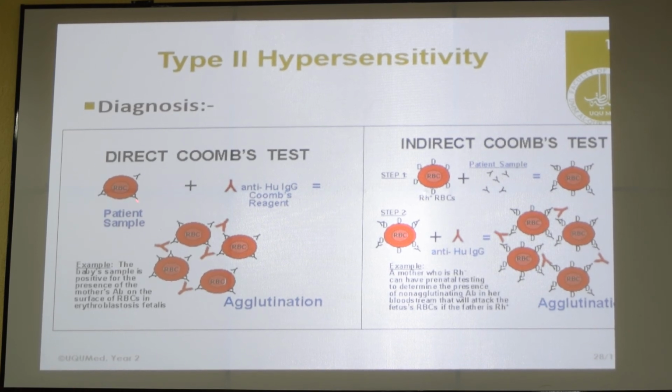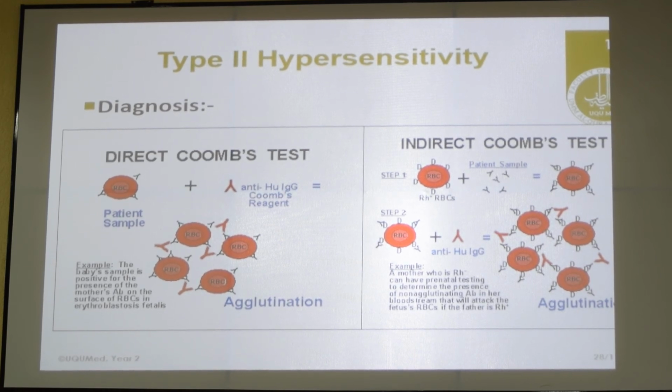Okay. In the first phase, the red blood cells are already coated with the antibodies. How many steps are you doing? You are taking the patient sample, you are taking the Coombs reagent, putting it together, and you get the reaction. What is happening in the second one? The patient sample has antibodies. It does not have the red blood cells. The red blood cells are separate.